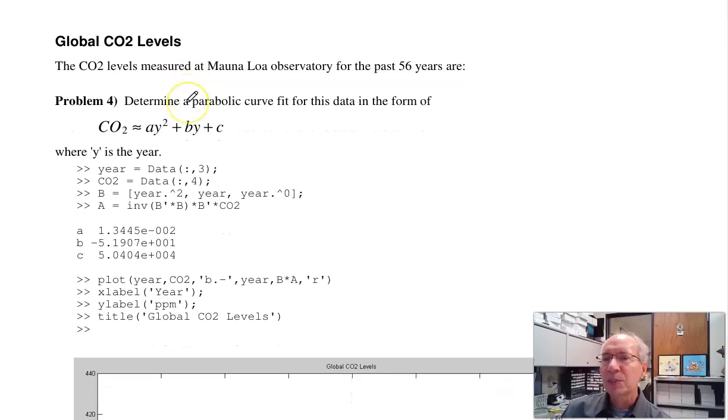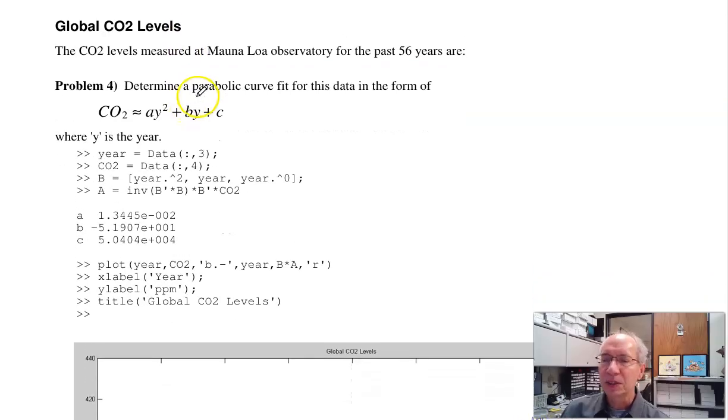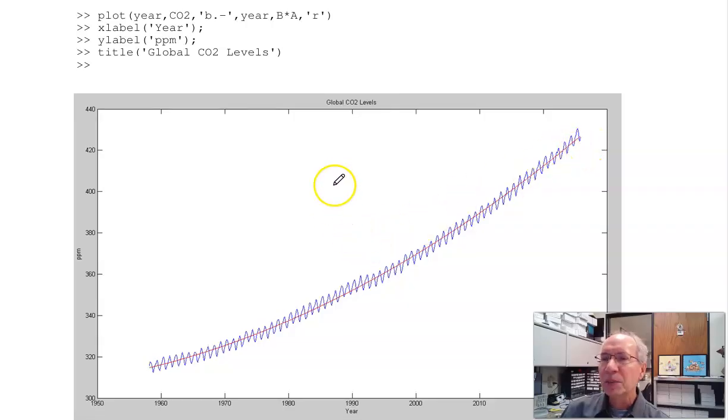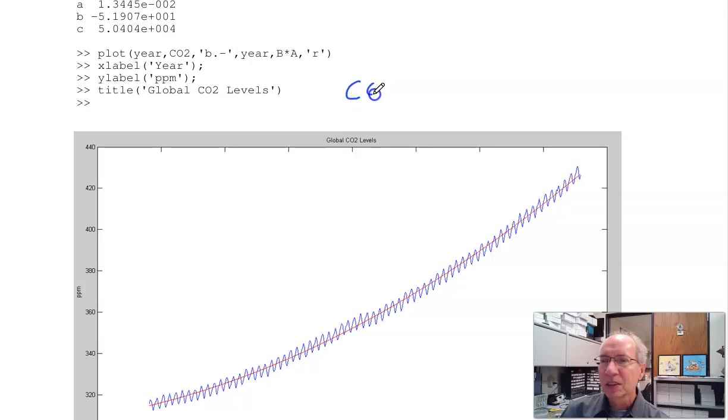Slightly different problem. Suppose I have more equations than unknowns. For example, here I've got global CO2 levels since 1958. This is like 600 data points. Can I come up with a parabolic curve fit? Say CO2 is roughly AY squared plus BY plus C. I've got 3 unknowns, but I've got 600 data points. How do I come up with the best line, the best value of A, B, and C? This is called least squares curve fitting.